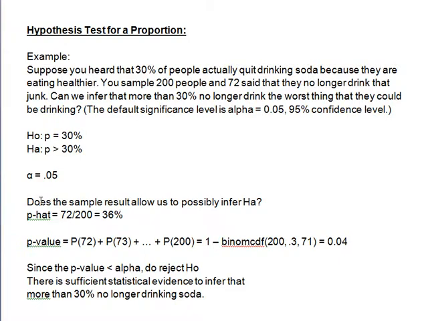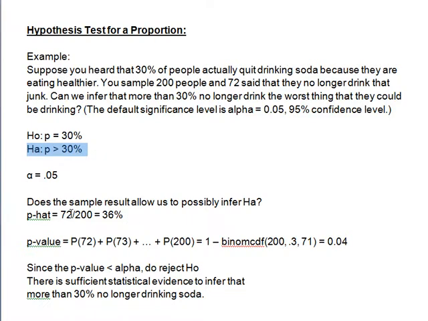Okay. So alpha is 0.05. We have to see if the sample results could possibly allow us to infer HA, and our sample result is 72 out of 200, which is 36%. 36 is greater than 30, so we could possibly infer the alternative. Now, how come we don't automatically infer the alternative? It is greater than 30%, and that's an important question. The very important answer is we don't automatically infer this because sample results vary.